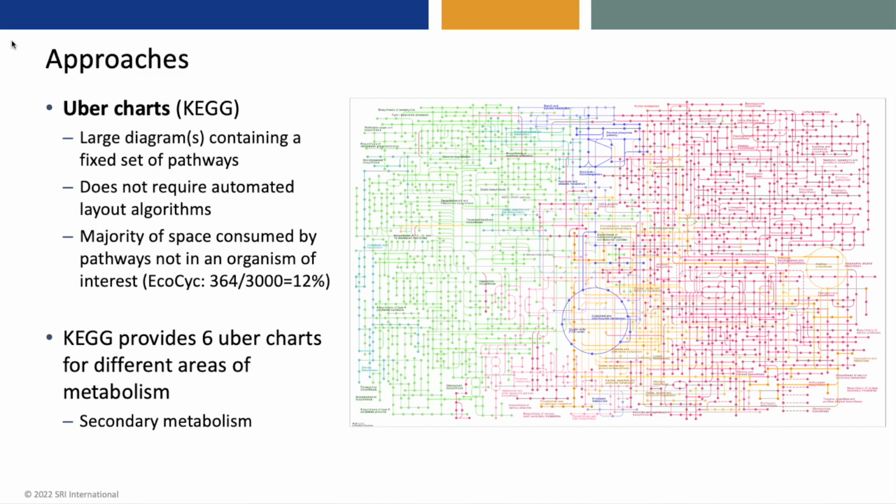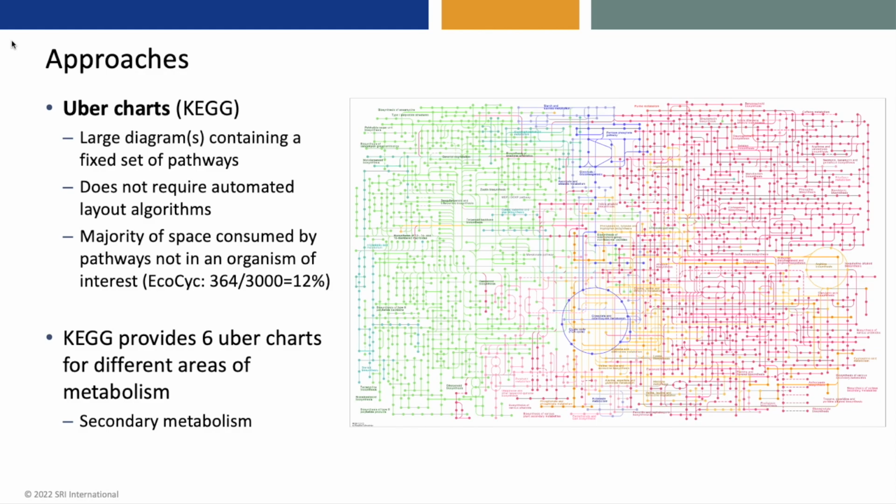The second approach is what I will call the Uber chart approach, and this approach is used by KEGG. The idea is to create one or a small number of large diagrams that contain a fixed set of pathways, and thus do not require automated layout algorithms. Because there's such a small number of diagrams, the diagrams can be arranged by hand, although that will still be time-consuming. So it is good to have layout algorithms. For example, KEGG provides 6 different Uber charts for different areas of metabolism. Here I'm showing their Uber chart for secondary metabolism.